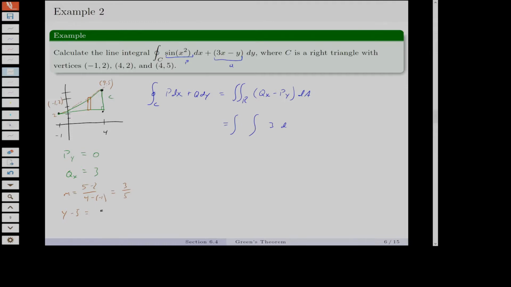And then I'll just use point slope form of a line. y minus 5 equals 3/5 times x minus 4. Let's clean it up a little bit. Distribute. So I have 3/5 x minus 12/5, and then add 5 to both sides. So I get y equals 3/5 x, negative 12/5 plus 25/5 gives me a positive 13/5. Okay, so my limits of integration for y are going to be from 2 to the line y equals 3/5 x plus 13/5. And my limits of integration for x are going to go from negative 1 to 4.